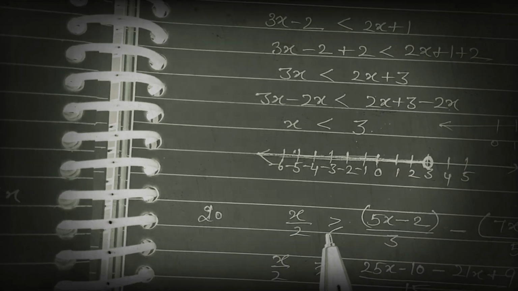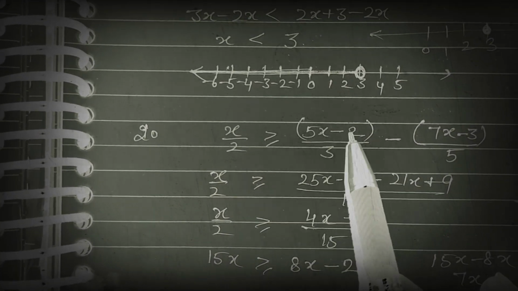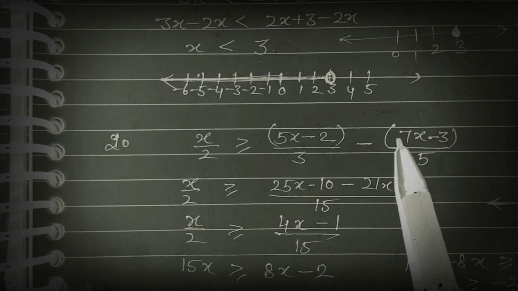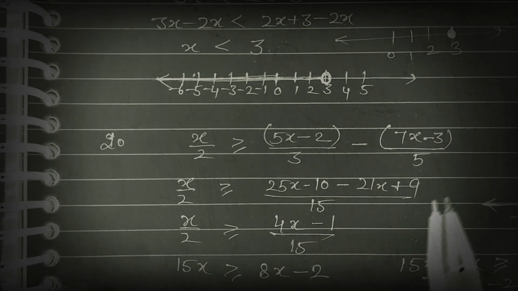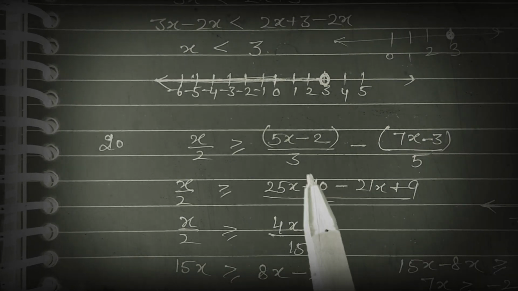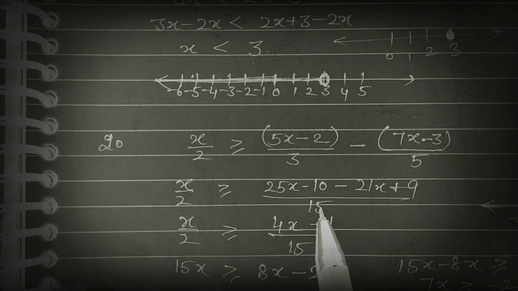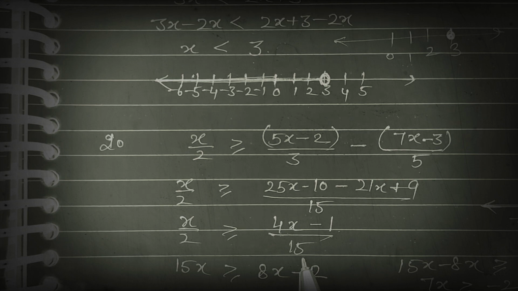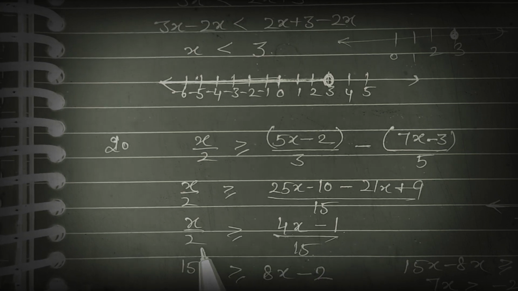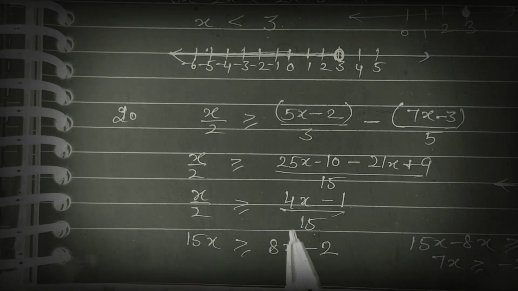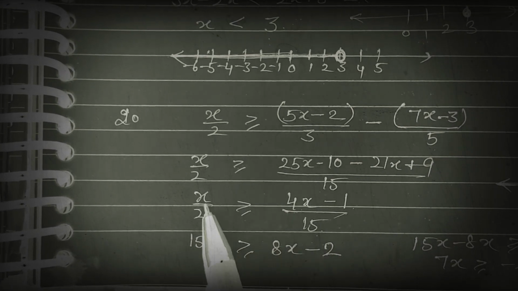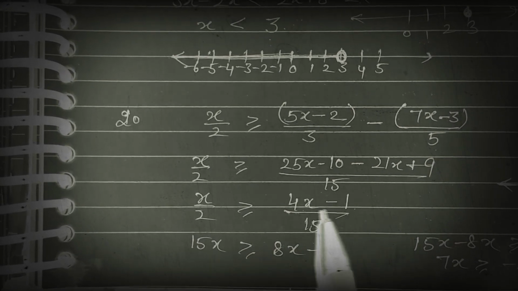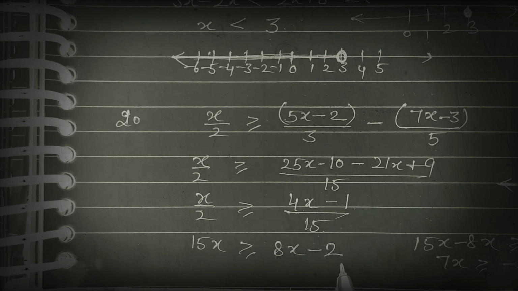x upon 2 is greater than or equal to (5x minus 2) upon 3 minus (7x minus 3) upon 5. So we can solve this by taking the LCM. Firstly take the LCM. We will get (4x minus 1) upon 15. And here x upon 2. And we can do cross multiplication here. 15 multiplied with x, 15x. And here 2 multiplied with both, we will get 8x minus 2.